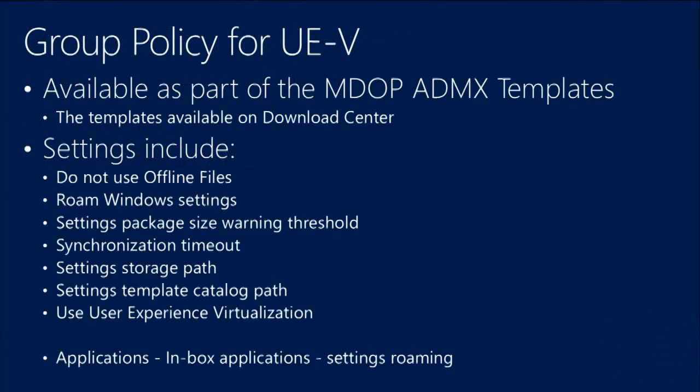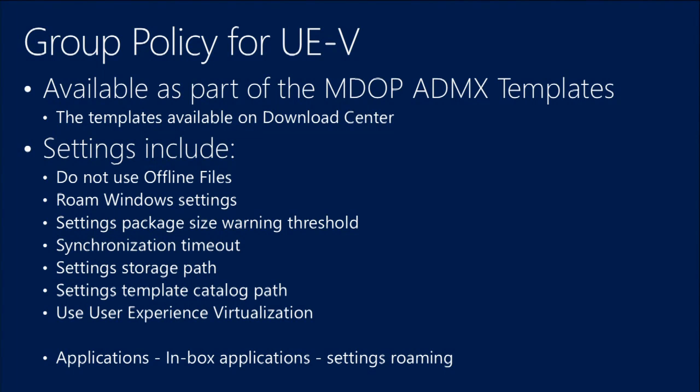So let's talk about the group policy first for a second. These are the settings you have available to you today. This gives you the capability to go up and download off the download center the ADMX templates. We provide them in the MDOP ADMX template download. That gives you for AppV and for UEV. And it gives you these settings. So you can control how these work, how they manage, sync timeout, storage path, all of those via group policy. So again, if we talked about things like rolling out the agent dormant, this is how you'd actually install that and pull that forward.